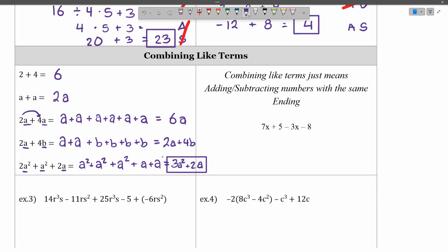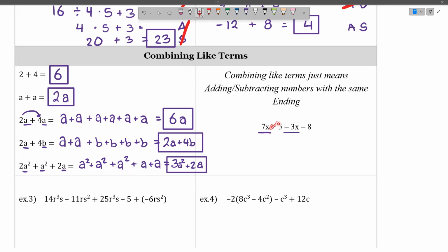And really, that's combining like terms. If you've ever been confused by this concept, it's really just that simple. All combining like terms is adding or subtracting numbers with the same ending. So if I'm looking here, I don't have to write them all out like we did over here. That would take forever. Instead, I'm just going to look for numbers with the same ending and add or subtract them. So if I'm looking here, I've got 7x and negative 3x. They both end with exactly the same thing, just x.